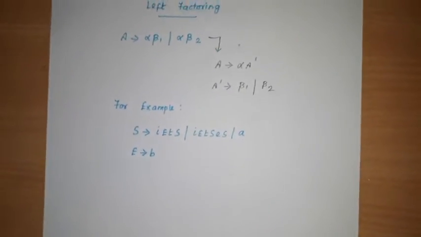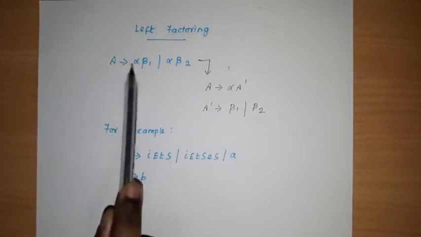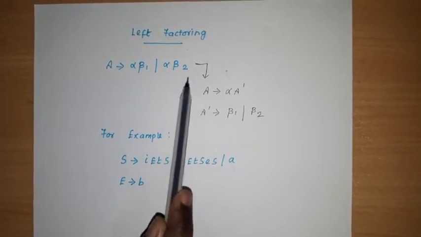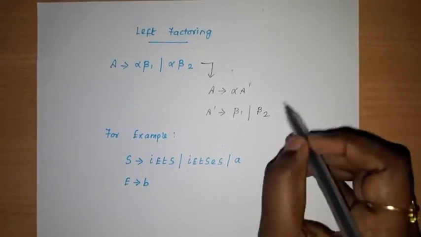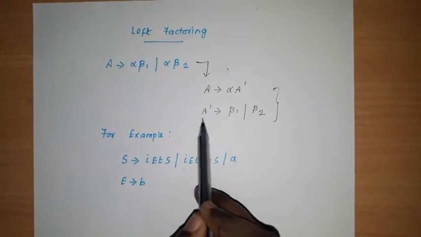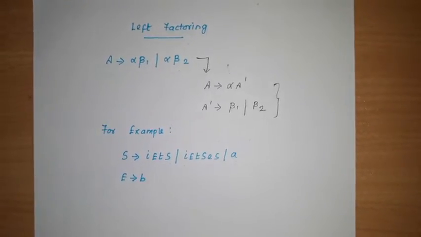We are going to see about left factoring. It has the form A tends to alpha beta 1 slash alpha beta 2. It can also be eliminated by two rules: A tends to alpha A dash, and A dash tends to beta 1 slash beta 2. Let us take one example.